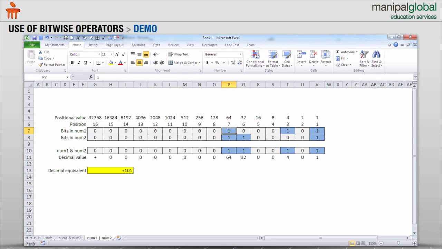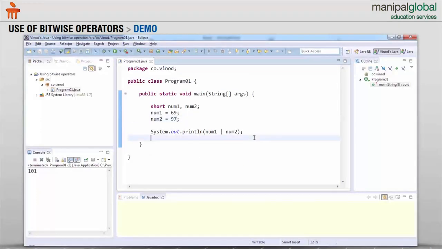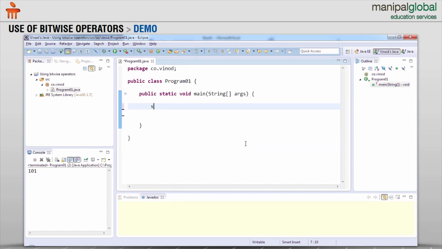You also have another operation that can be performed, which is NOT. A NOT is done using a tilde. For example, let me just get rid of all this. Let's put only short num1 equals 65. And if I just print System.out num1, that is 65. Whereas if I use a tilde, that is considered a bitwise NOT. That means it is going to complement the bits in each of this.